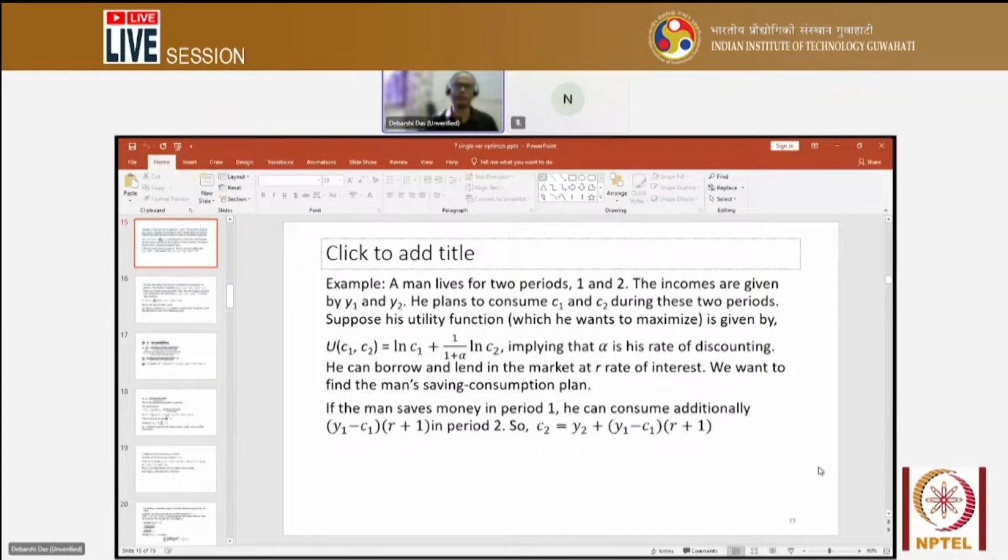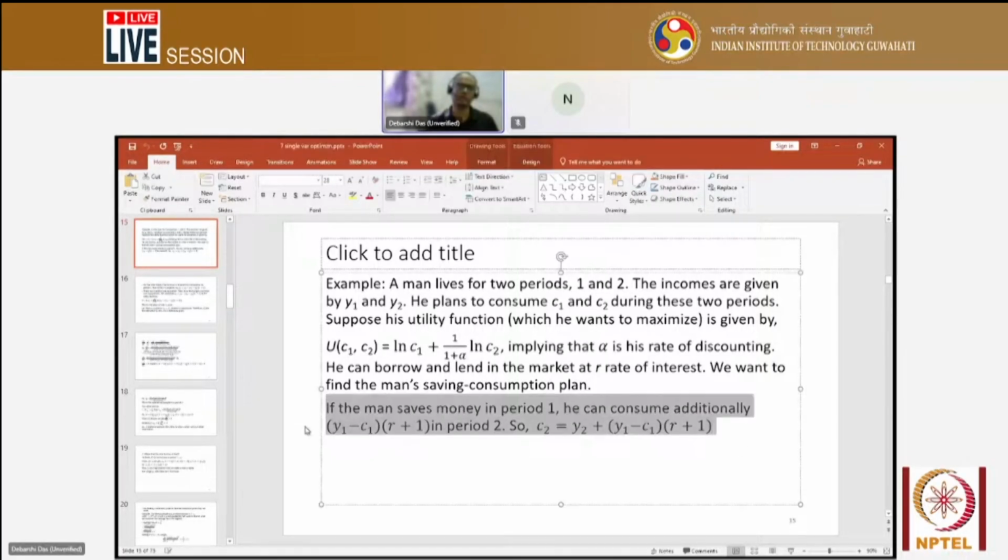He can borrow and lend at a rate of interest r. We can find the man's saving and consumption plan. If the man saves money in period 1, he can consume additionally this in period 2. So this is what you need to pay attention to.